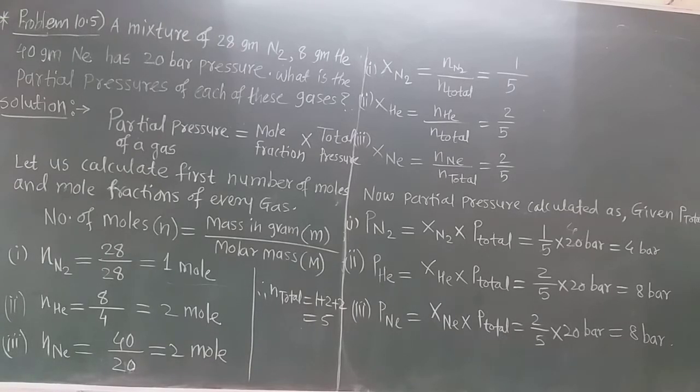See there, 4 plus 8 plus 8 becomes equal to 20 again, and this proves Dalton's law. 4 plus 8 plus 8 bar is equal to 20 bar again, which is the total pressure. Now this also proves Dalton's law of partial pressures.